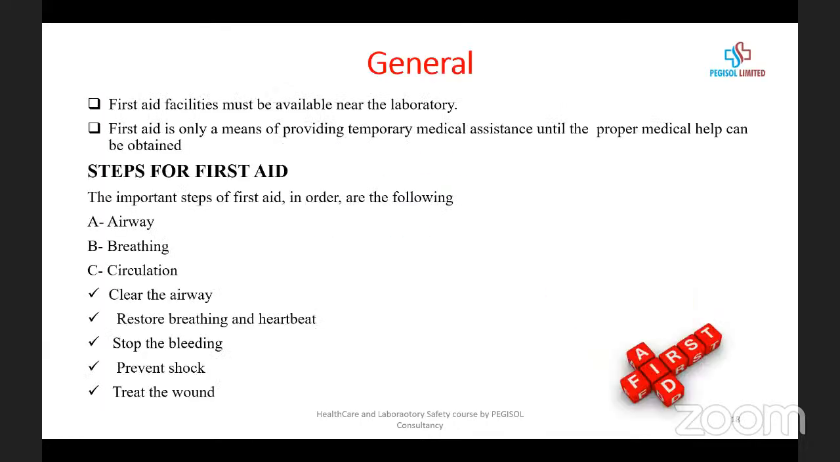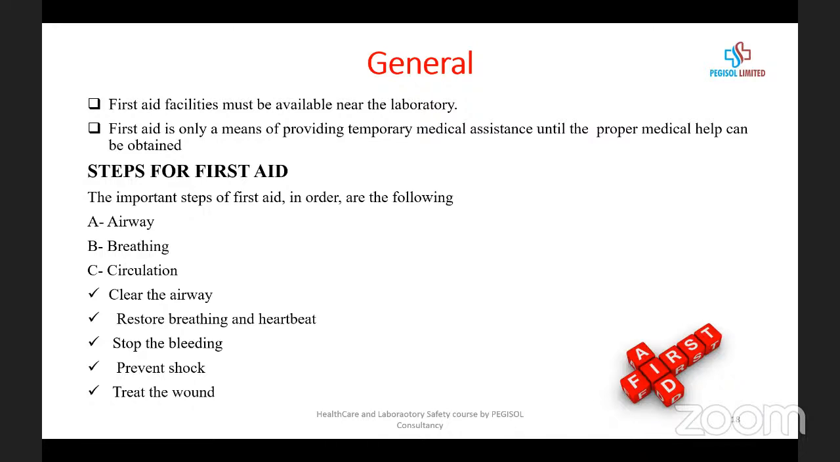So we'll move to module 9 that talks about first aid. So when we talk about first aid, what is first aid? A first aid facility must be available near the laboratory. You must have a first aid facility. It's part of the requirement. First aid is only a means of providing temporary medical assistance until proper medical help can be obtained. Please remember, first aid is not treatment. First aid is not a hospital. First aid is not a clinic. So ensure that you don't misplace the priority of first aid.